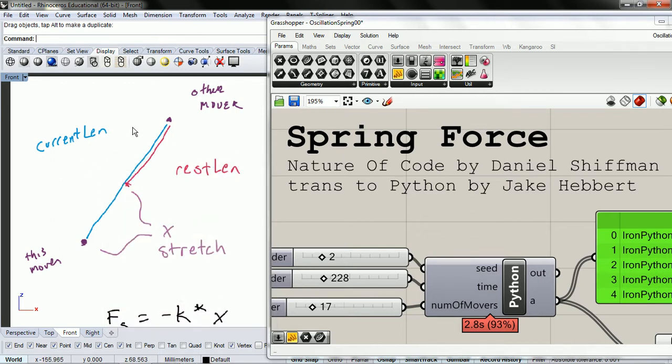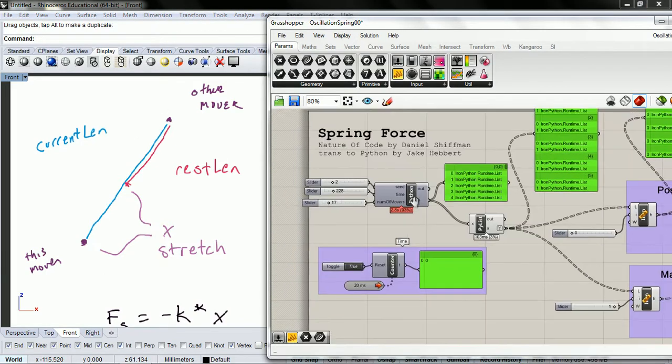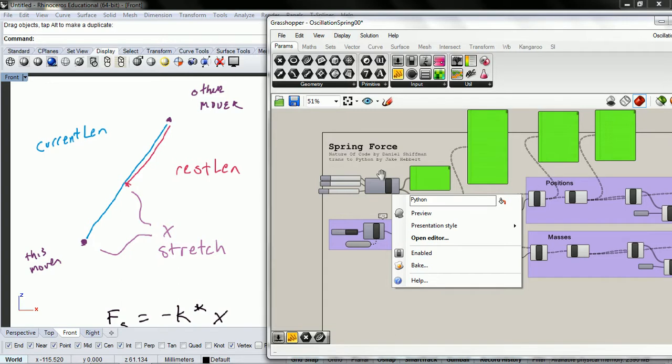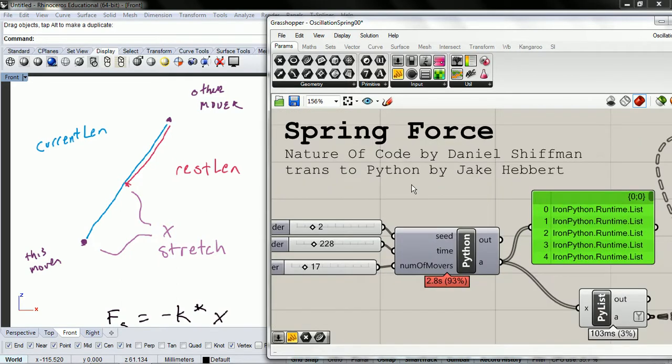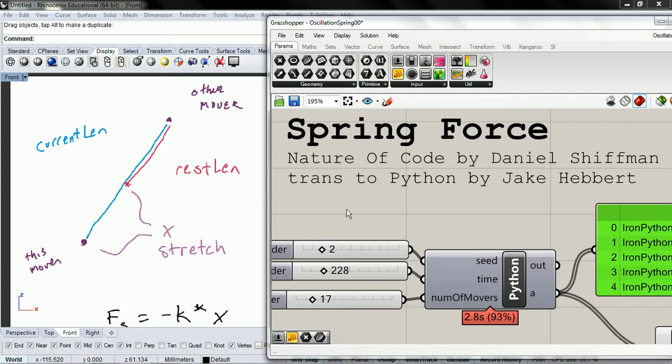Okay, let's tackle spring force now, and this file is the file that we used for our gravity example. So just bring that up, open that one up, and then we'll change it. The way that we're going to set it up is we're going to set up a spring between movers, and that for us is just going to be easier.